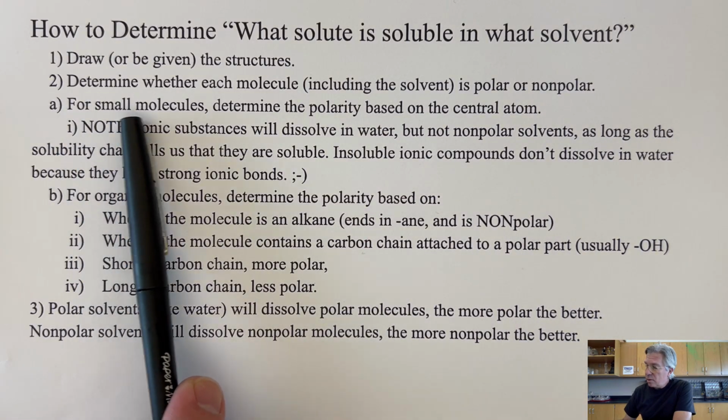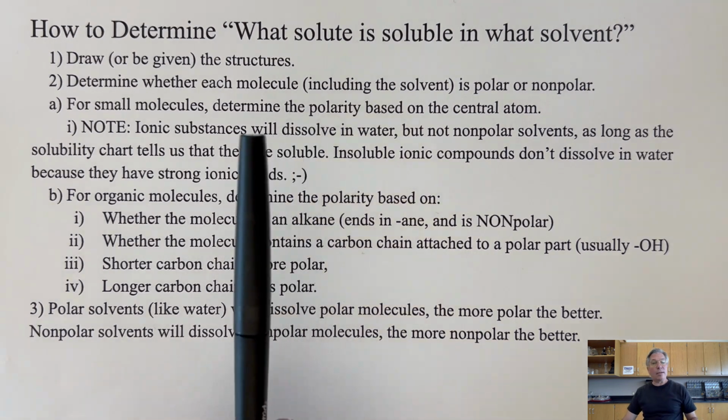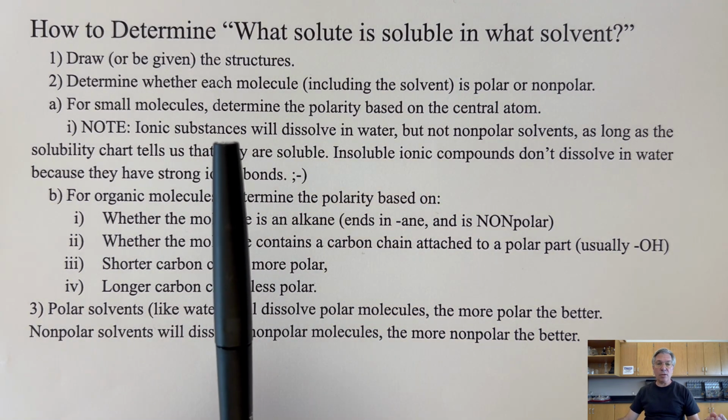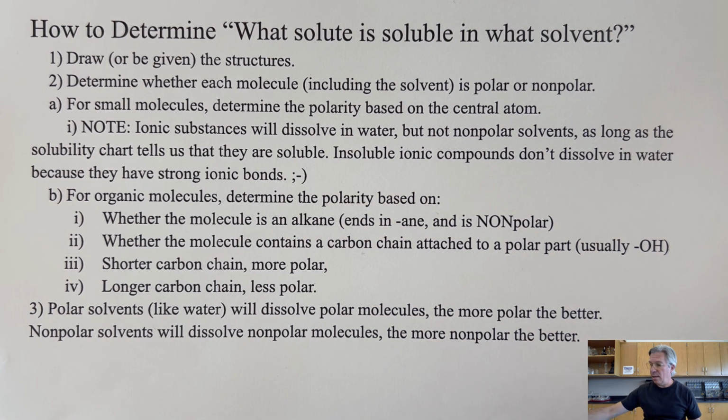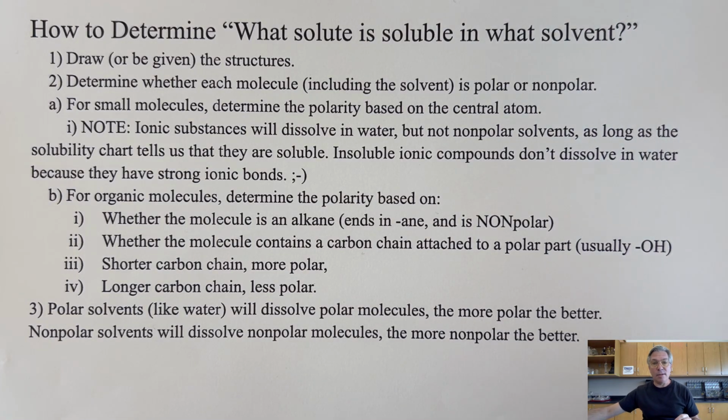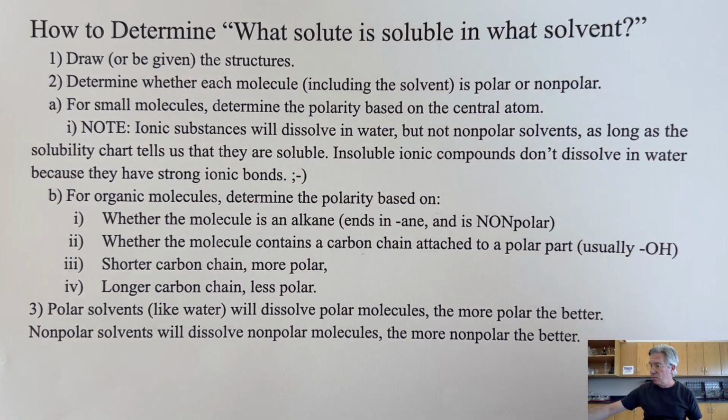For small molecules, determine the polarity based on that central atom. So draw the Lewis structure. If it's got a lone pair or two, it's probably polar. And if it doesn't, it's probably nonpolar. But you kind of have to know those rules as well.